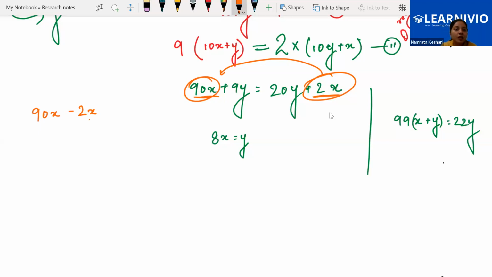Yes, ma'am. Is equal to 20y is there, so we can either shift this 9y to the other side, or we can pull that 20y also to this side. These two are the possibilities. If I am shifting this 9y to the other side, it will become minus 9y. So 90x minus 2x is what?